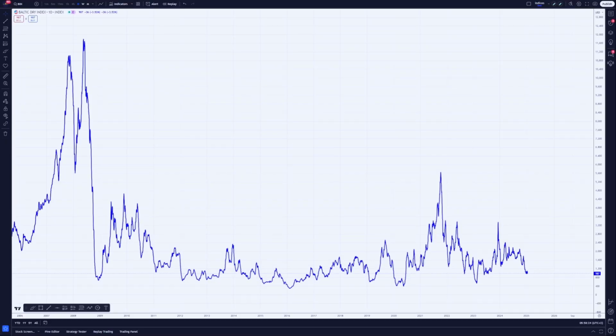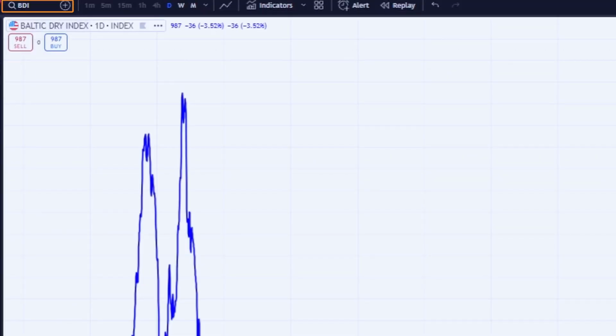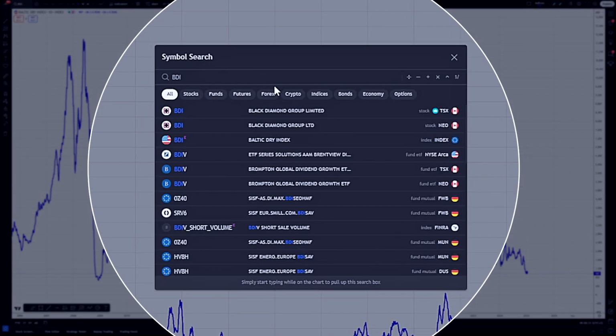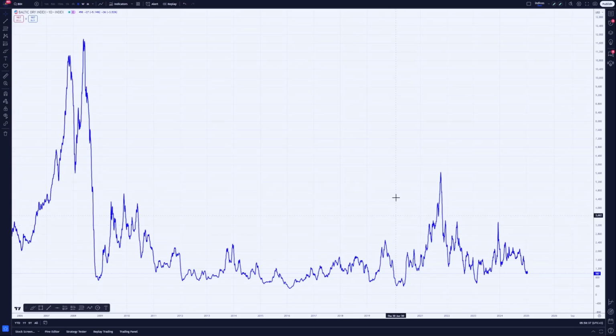We're going to jump back over to TradingView for this one, and the ticker you're looking for is BDI. You simply just click up the top left and type BDI. It should be one of the top ones there, the Baltic Dry Index. It's by index. If you click on that, this is the chart you're going to be seeing. I prefer to look at this in a line chart rather than candle charts, so that's why it might look a little bit different from yours. But essentially what this does is measure global shipping rates.